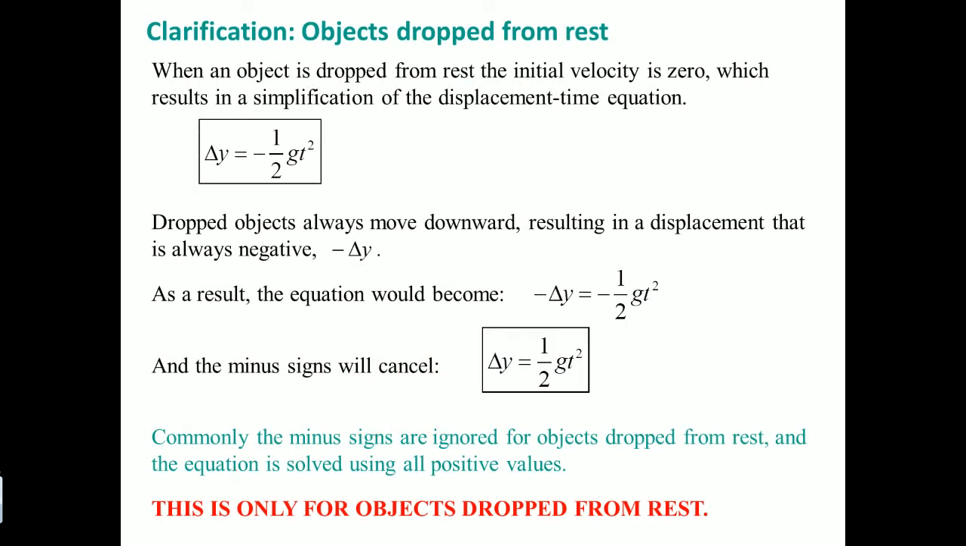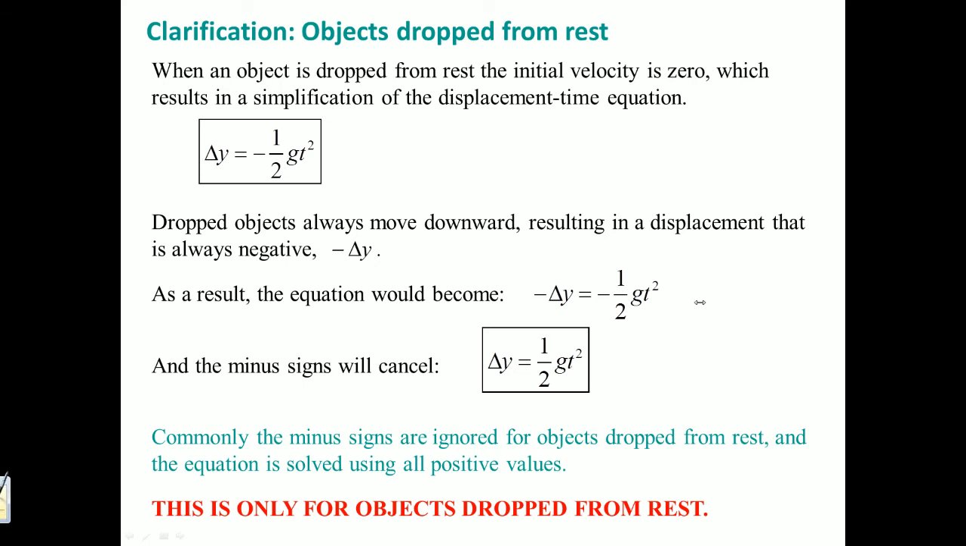Just for you to get a little clarification. When an object is dropped from rest, the initial velocity is 0, which results in simplification of the displacement time equation. Dropping an object always moves downwards, resulting in a displacement that is always negative delta y. As a result, the equation would become negative delta y equals to negative 1/2 gt squared. Both of your minuses cancel out, so that's why you can just write delta y equals to 1/2 gt squared. Commonly, the minus signs are actually ignored for an object dropped from rest, and the equation is solved using all positive values. Please remember, this only works if the object is dropped from rest.